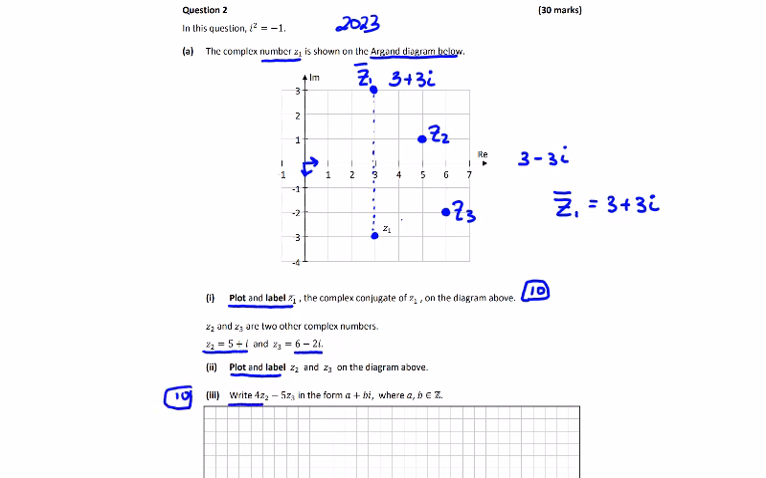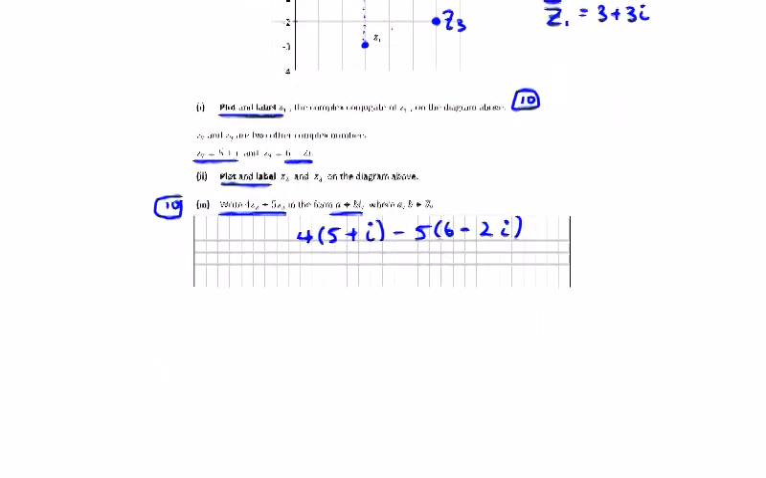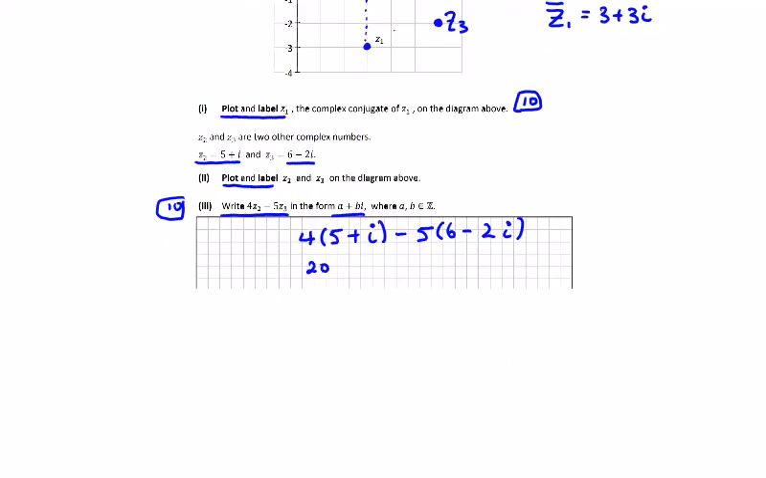Right, 4 times Z2 minus 5 times Z3 in the form a plus bi. So 4 times Z2, and Z2 is given as 5 plus i. So just fill it in. You're not trying to get to the answer too quickly. Minus 5 times Z3, which is 6 minus 2i. So you can multiply this out. Even if you didn't do part A, you should be able to do this part.